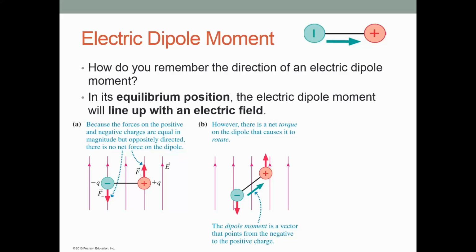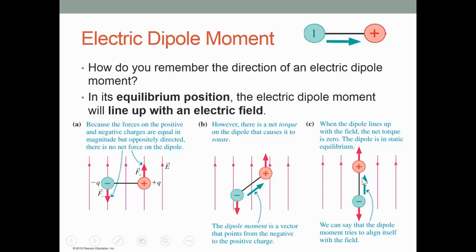It still has overall torque causing it to rotate, and eventually it reaches this position where it has a force up and a force down. These forces are parallel to the direction of the radius, which means that there's no more torque. This will be in equilibrium, and you'll notice that the electric field is pointing up, and so is the electric dipole moment. So in its equilibrium position, the electric dipole moment will line up with the electric field. That's how you can identify the direction of an electric dipole moment.